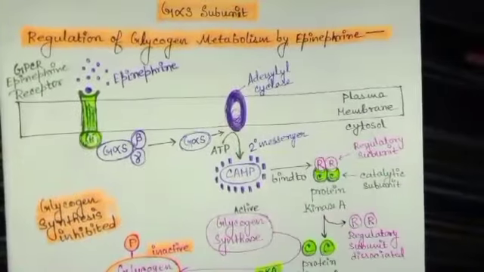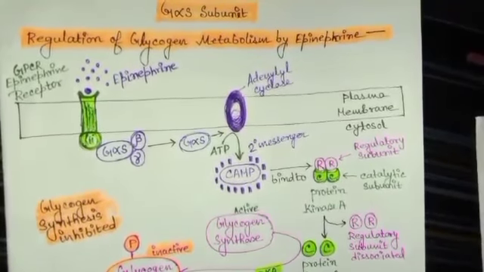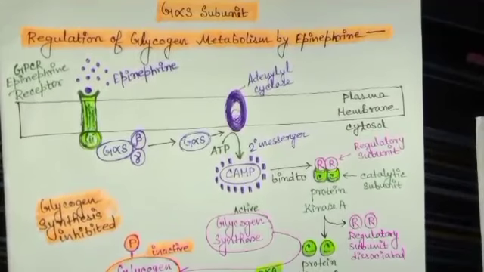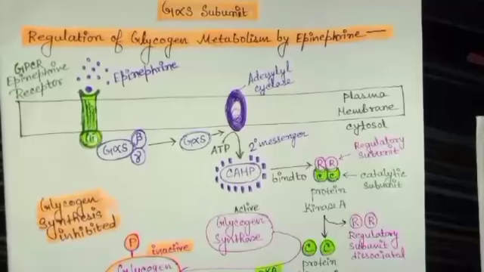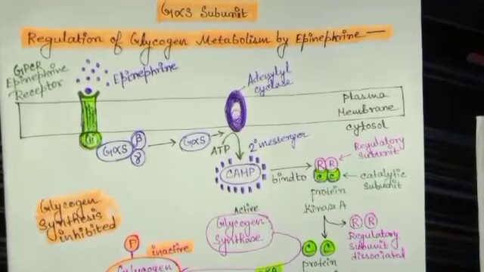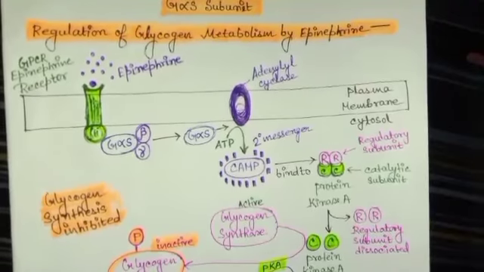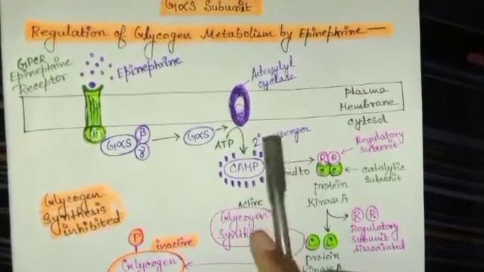So what is adenylyl cyclase? Adenylyl cyclase is an enzyme that helps in the conversion of ATP to cyclic AMP, and adenylyl cyclase is of two types. One is transmembrane adenylyl cyclase, and another is soluble adenylyl cyclase. Transmembrane adenylyl cyclase is found in the plasma membrane, whereas soluble adenylyl cyclase is found in the cytosol. This cAMP is also called a secondary messenger.